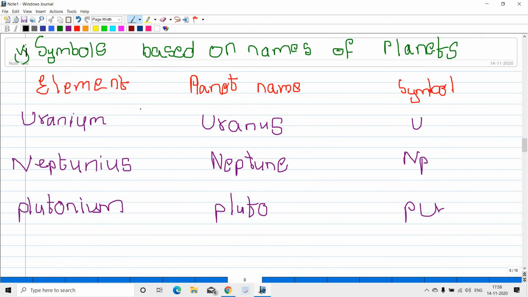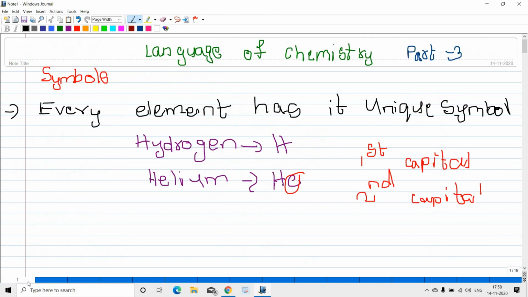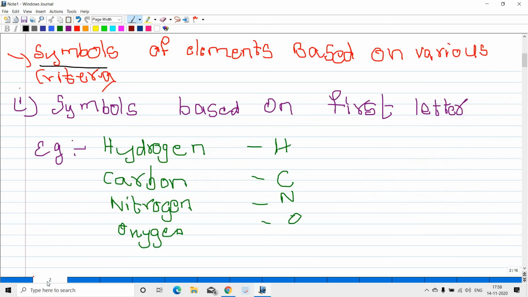Sixth one, symbols based on names of planets. Some of the elements are named after planets. Take Uranus, and the element name is uranium, and the symbol is U. Neptunium, and the symbol is Np. Pluto, plutonium, Pu. These are the symbols based on different criteria.